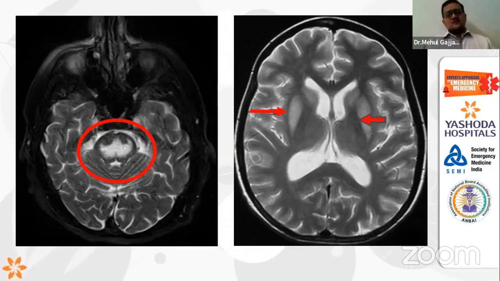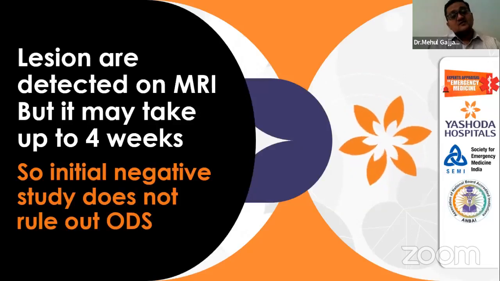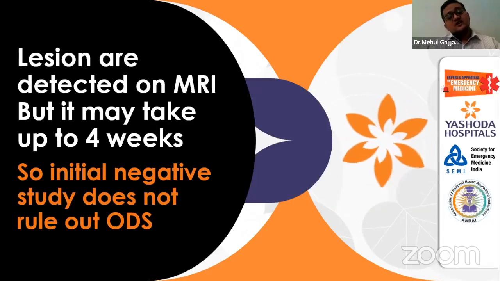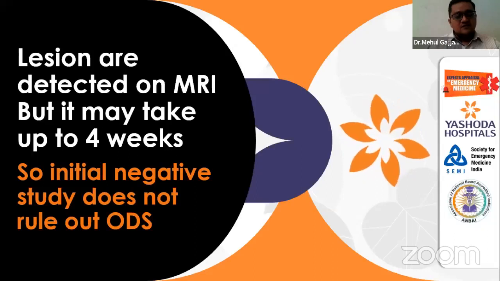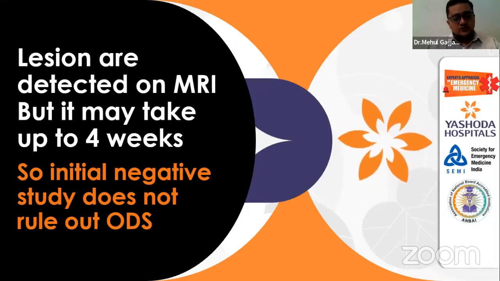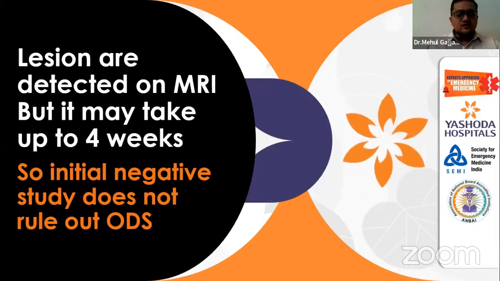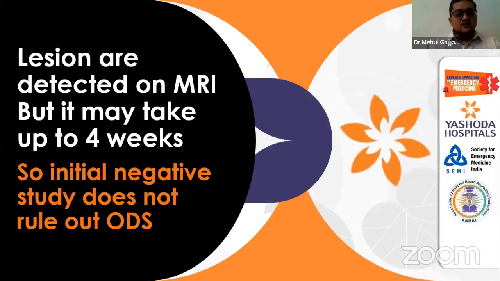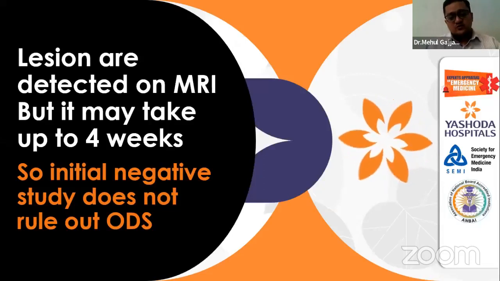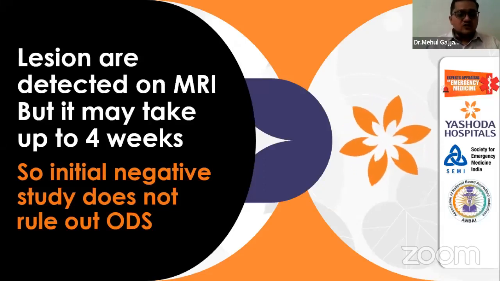Now, MRI can easily identify this myelinolysis, but the trick here is that these lesions sometimes don't develop up to 48 hours. So the lesion can be detected on MRI, but it may take up to 4 weeks. The lesion appears from 48 hours to 4 weeks. So an initial negative MRI does not rule out ODS. You have to get the neuroradiological report and neurophysician opinion for around 2 to 3 weeks duration.